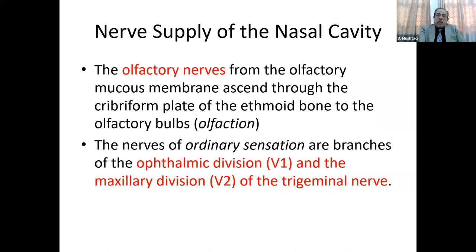Nerve supply of the nasal cavity. There is a nerve for the upper part of the roof of the nasal cavity. The nerves of ordinary sensation pass through the ophthalmic division of the trigeminal nerve and the maxillary division of the trigeminal nerve. So we have two types of sensation in the nasal cavity: olfaction through the olfactory nerve, and ordinary sensation through the ophthalmic and maxillary nerves.